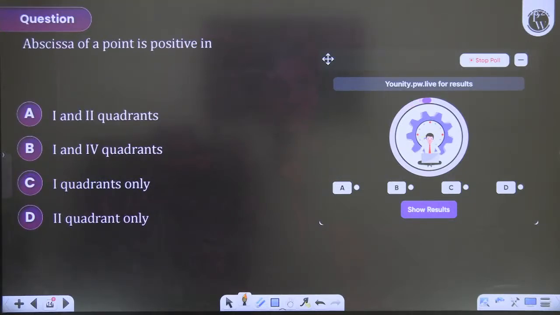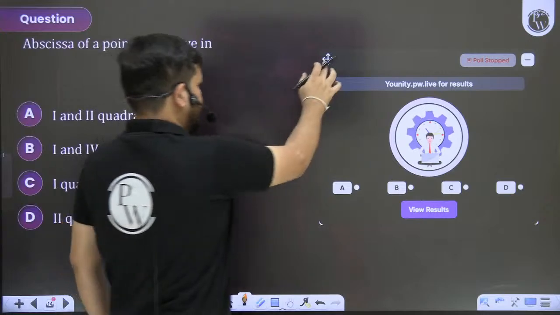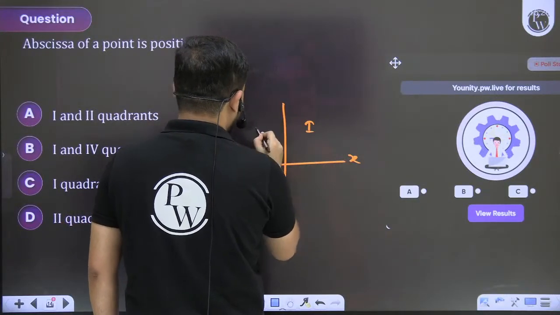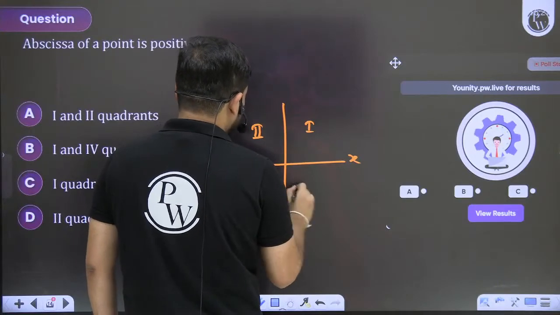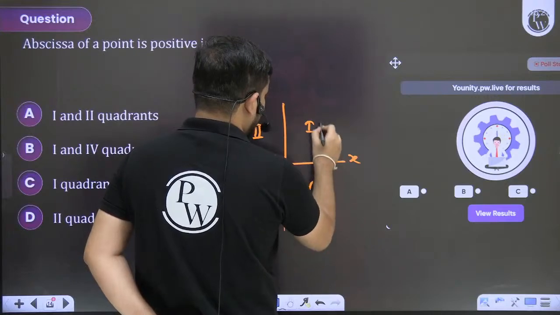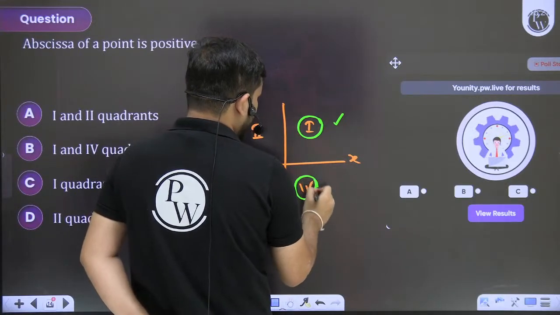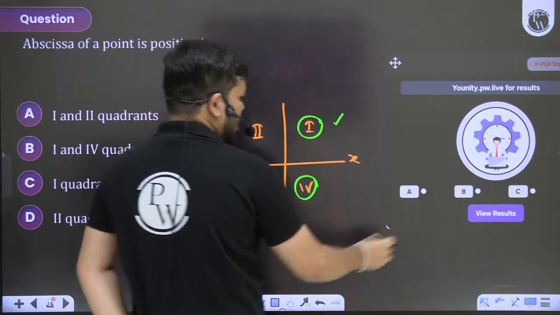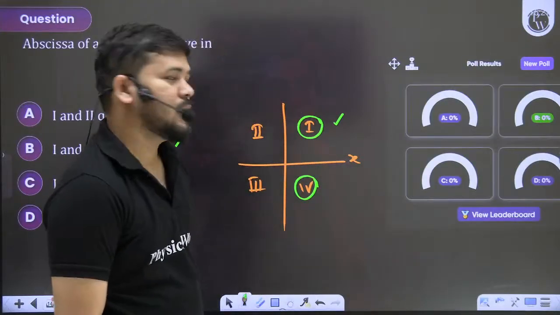Answer, everyone. Yes, there you can see here, this is the x-axis, this is the first quadrant, this is the second quadrant, this is the third quadrant, this is the fourth quadrant. On the x-axis you can see in this quadrant x values are positive, and in this quadrant also x values are positive. Then first and fourth are my answer. Then option B is the correct answer for this question, right?